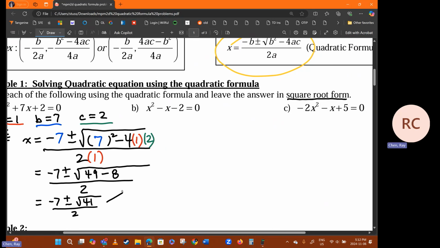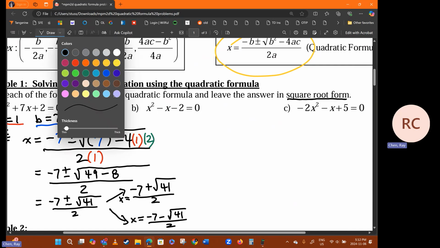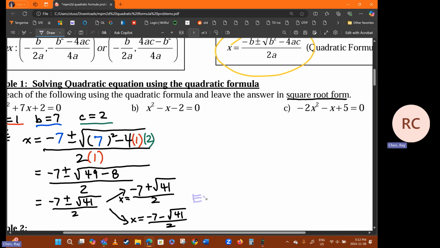If you really want to know what the answer is, we talked about this in class. The first answer is negative 7 plus the square root of 41 all over 2. And the other answer is negative 7 minus root 41 all over 2. And if you understood this, this is called the exact answer because they're left in square root.